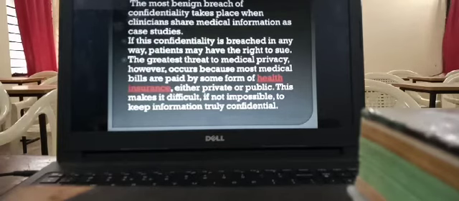Thirdly, the most benign breach of confidentiality takes place when clinicians share medical information as case studies. If confidentiality is breached in any way, the patient may have the right to sue the hospital or the physician. The greatest threat to medical privacy, however, occurs because most of the bills are paid by some form of health insurance companies, third-party payers, either private or public. This makes it difficult, if not impossible, to keep information truly confidential.